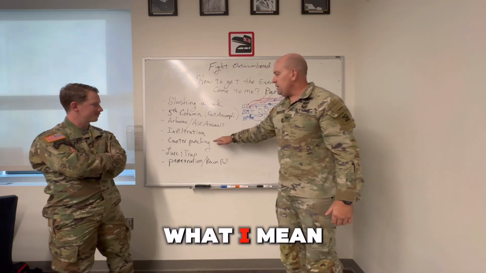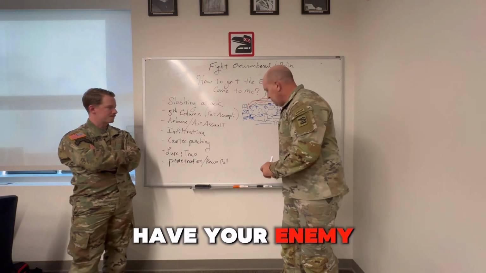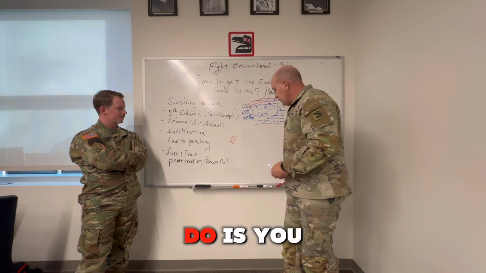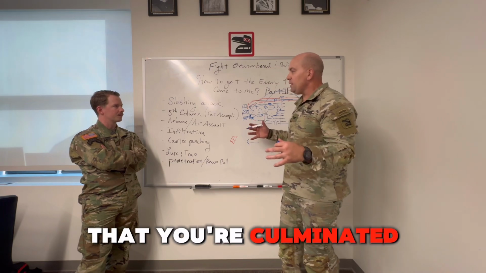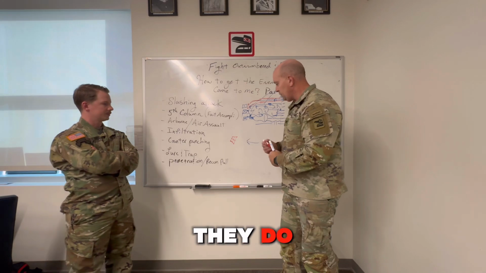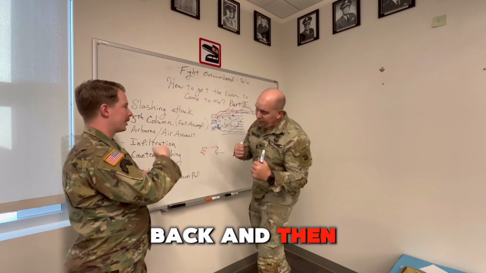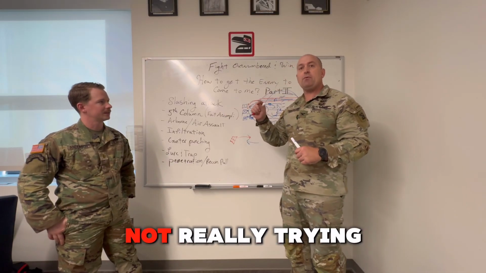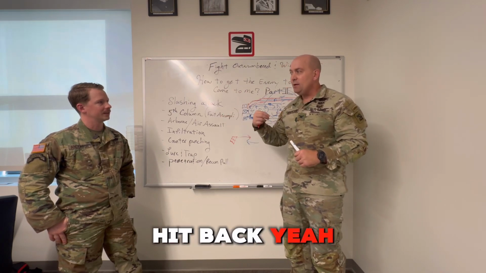So how do you get them to come at you? If you have your enemy and you're attacking them, what you got to do is you hit at them and then fake that you're culminated or you stopped or they won. And then after you hit somebody, what do they do? They immediately hit back. So again, if I jab you, you're going to hit back, and then I counterpunch. The same idea is I attack into the enemy, knowing that I'm not really trying to destroy them in their place, but to bait them to hit back, and then I destroy them there.